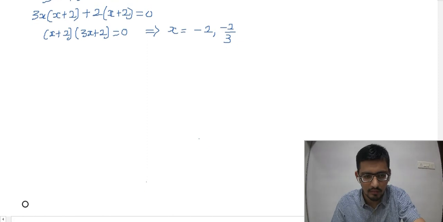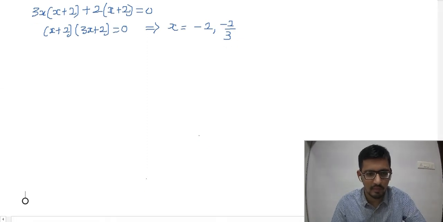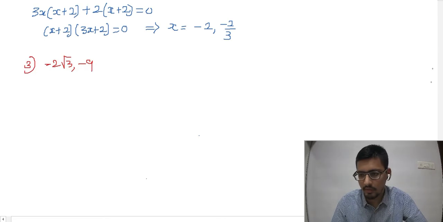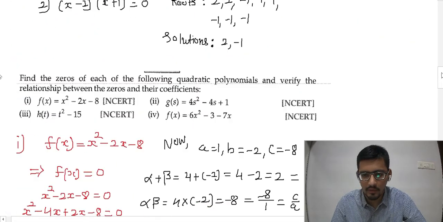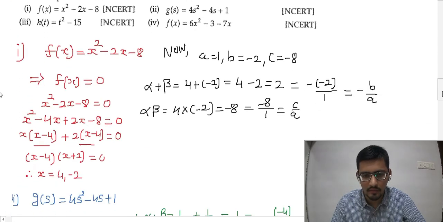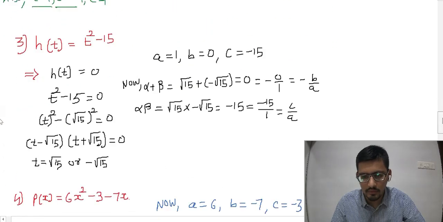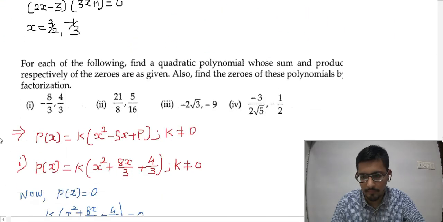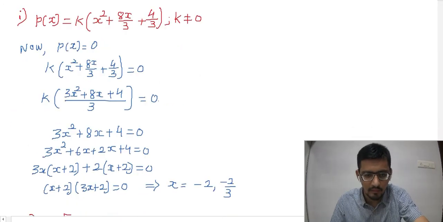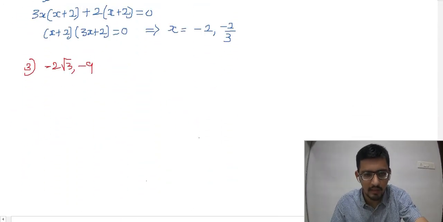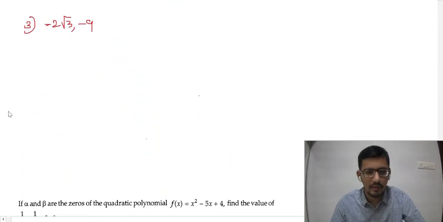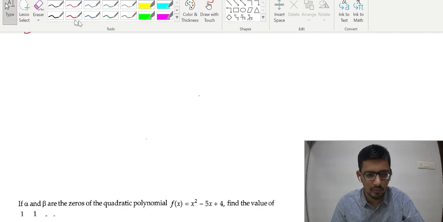Okay, so let me explain one more example. Sum of roots is given as minus 2 root 3, and the product is given as minus 9, right? Minus 2 root 3 and minus 9, which are the sum and product respectively. And after finding this polynomial, we also have to find the roots for this.